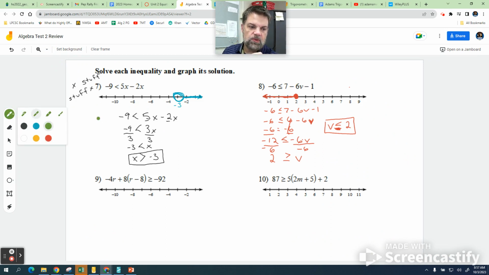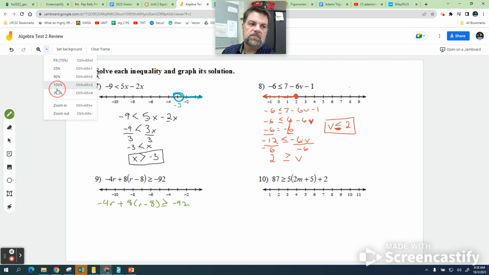So now for the next one, I've got negative 4r plus 8 times the quantity r minus 8 greater than or equal to negative 92. Right? Can I zoom in now? Let's try it.